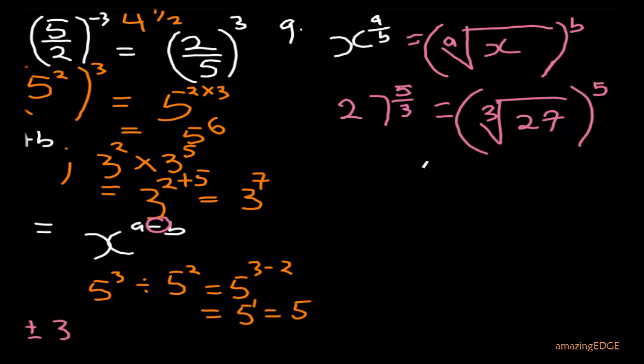Remember, the cube root, you are looking at the number that will multiply itself 3 times to get 27. That is 3. So this will give us now 3 raised to power 5. Okay. So this is the same thing as 3 raised to power 5.